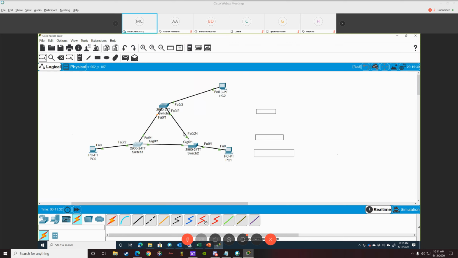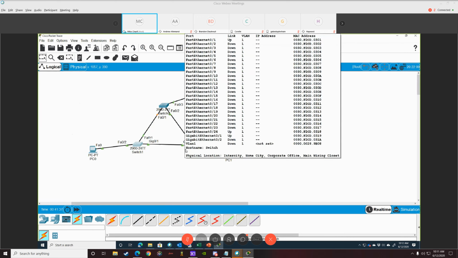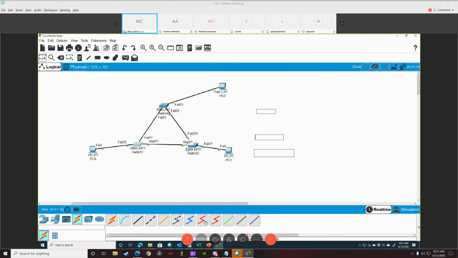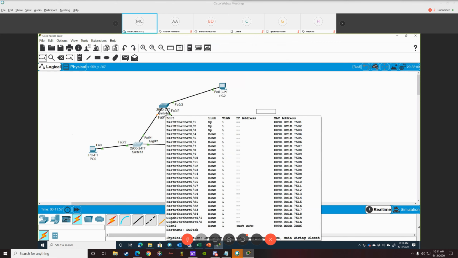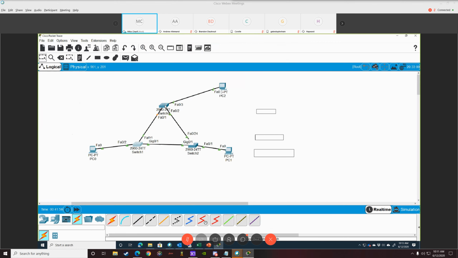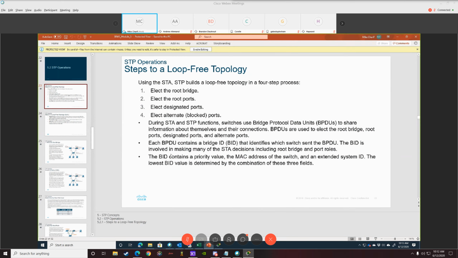BPDUs, okay? So what's in the BPDU? They have something called the bridge ID, which is the BID. The BID consists of two things: the MAC address of each switch and also a priority number. Based on these two pieces of information, you see that, the BPDU?